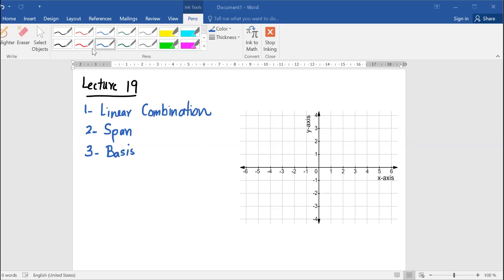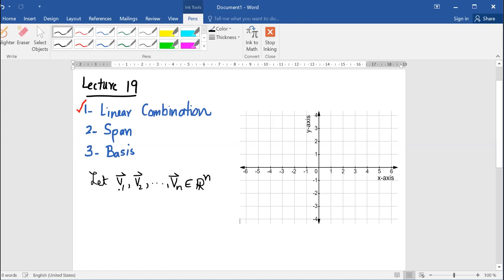The first one we will be talking about is called linear combination. Then we will move into span and basis. So in order to formally represent what we mean by linear combination, let us say that we have vectors v1. I'm putting an arrow on top of it to make it a vector. Then we have another vector v2, and so on, and then we reach the nth vector. So all these vectors are in an n-dimensional space, a real space.